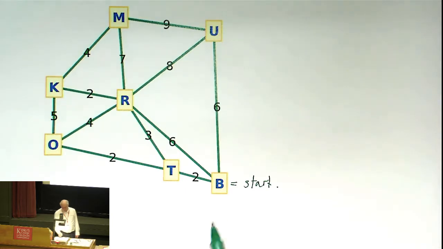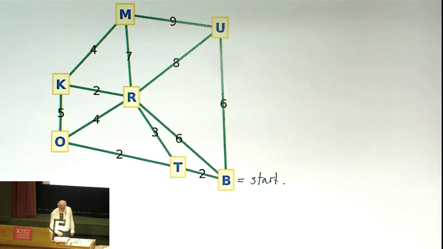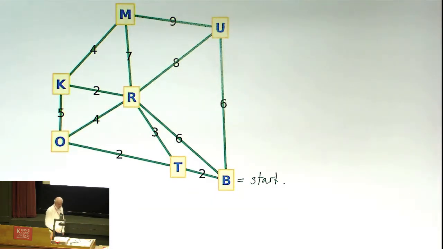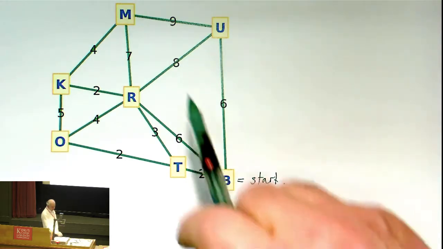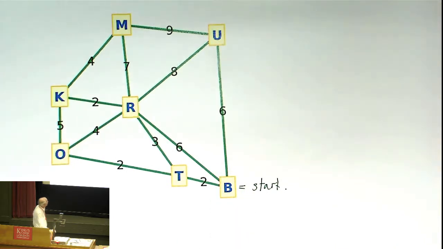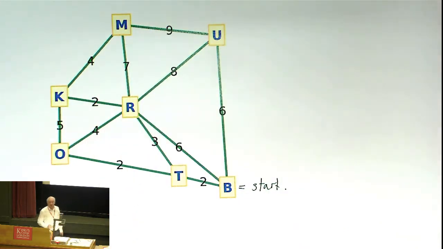B is Baku, no longer in Russia. M is Moscow. The problem is, using these edges, what is the shortest path from Baku to Moscow? Using this graph, can you spot the shortest path? What's the shortest distance? Suppose you're going by car or something. You have to follow these green lines. What's the shortest distance from B to M?